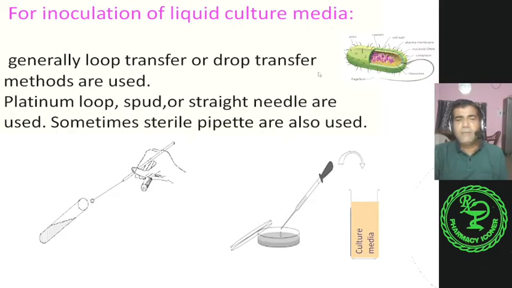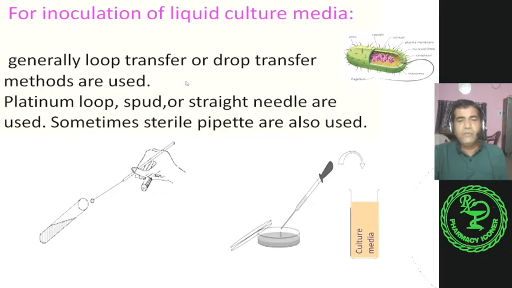For liquid culture media it is somewhat simple. What do we do? We generally use two methods. One is loop transfer, that is, this nichrome wire loop is dipped into an inoculum and then dipped into a fresh liquid culture media. So what will happen?